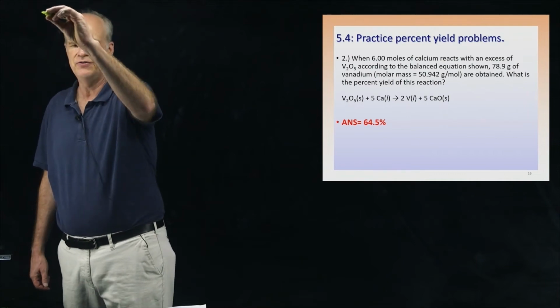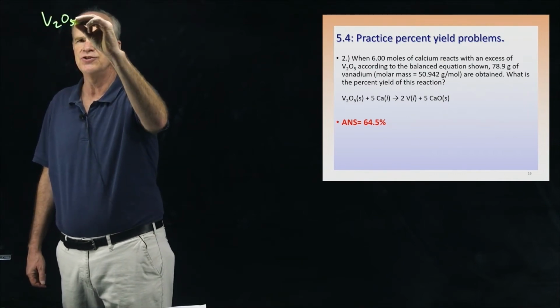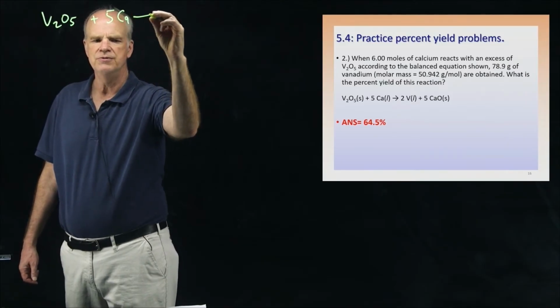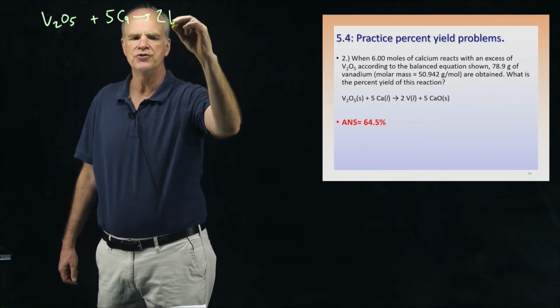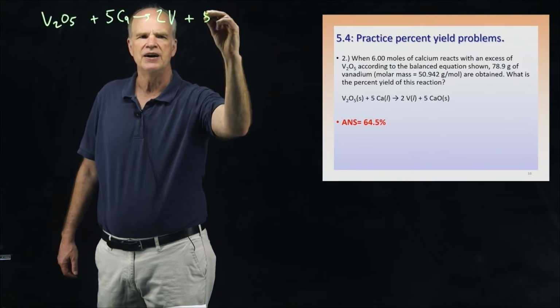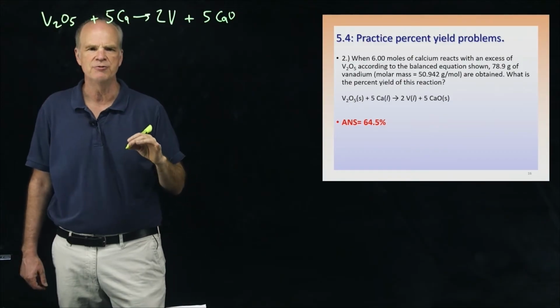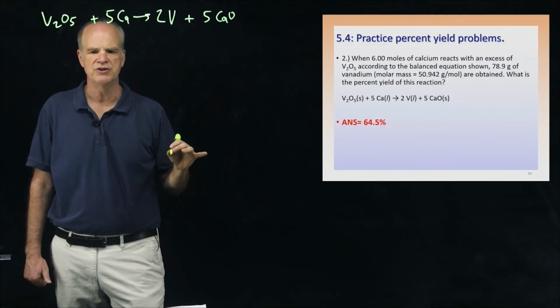So we have V2O5, which is vanadium oxide, reacting with 5 moles of calcium yields 2 moles of vanadium plus 5 moles of calcium oxide. Okay, so let's see what information we have and then what are we trying to get here.